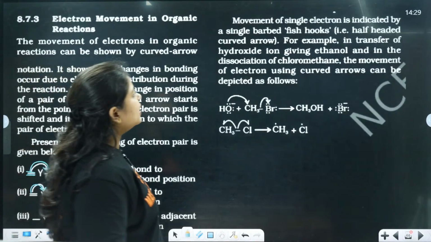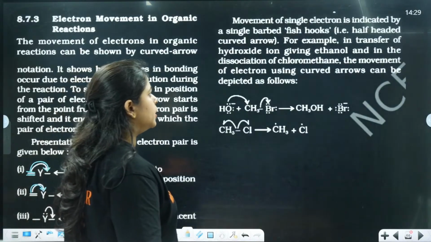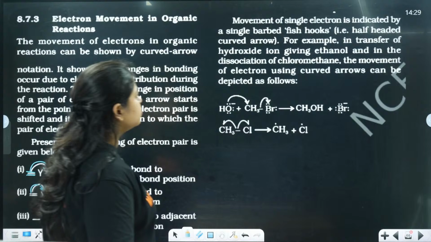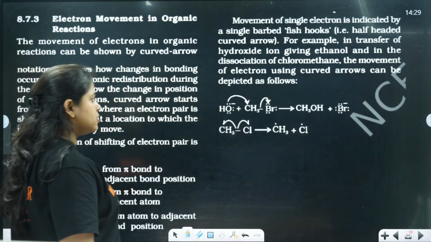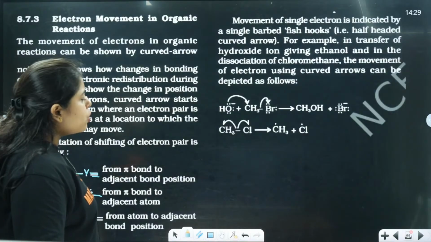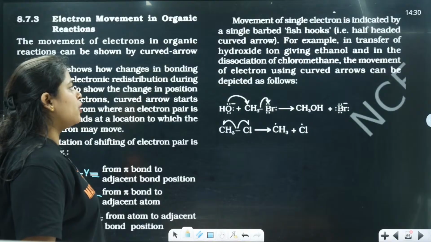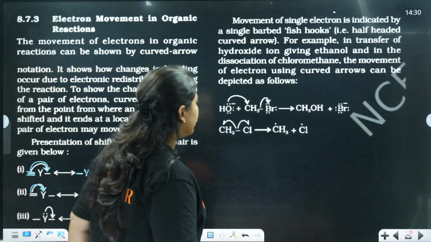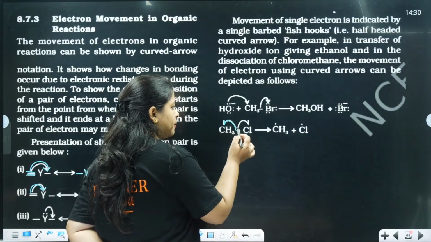Okay. Movement of a single electron is indicated by a single barbed fish hook arrow, that is, the half-headed curved arrows. An example is the transfer from the hydroxide ion giving ethanol, and in the dissociation of chloromethane, the movement of that electron using the curved arrow can also be depicted as follows. So this is how it's going to be done. Like half, it means what? It is half-headed.